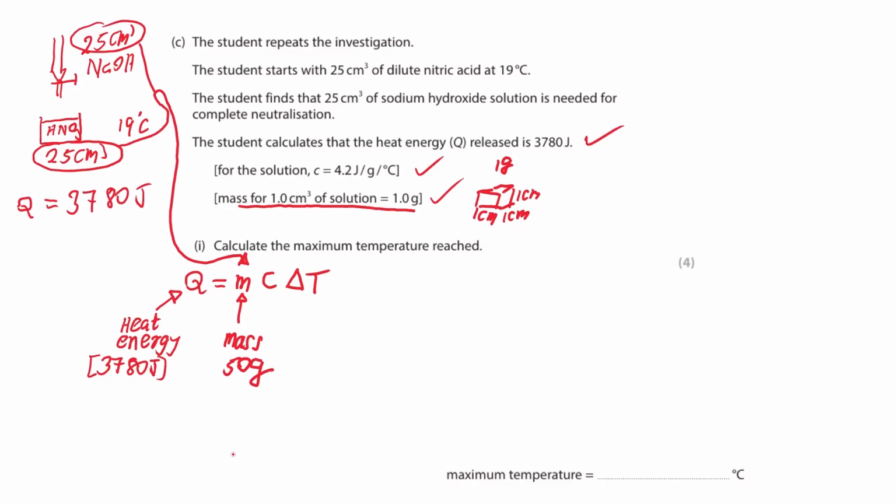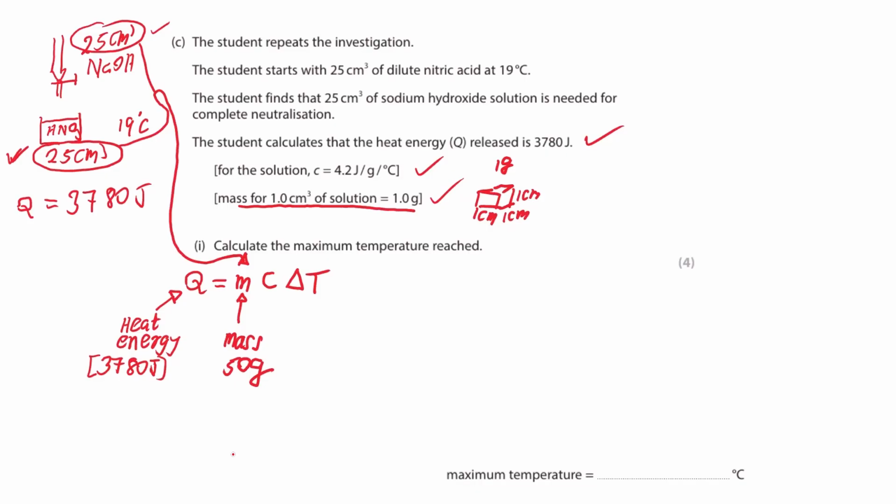This is one of the major points. Students make a mistake because they see only 25 cubic centimeters of HNO3. They put it as 25. When you mix another volume, because only after they mix does the reaction take place, you have to take the total volume after they mix, and that's 50 grams.